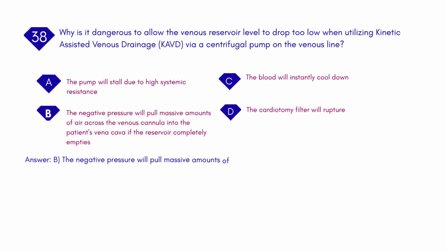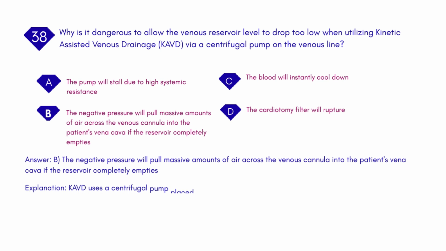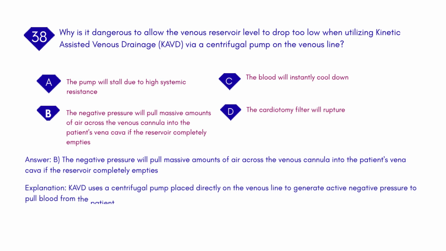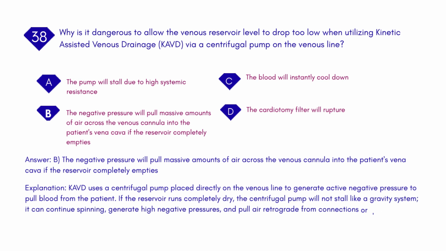Answer: B. The negative pressure will pull massive amounts of air across the venous cannula into the patient's vena cava if the reservoir completely empties. Explanation: KAVD uses a centrifugal pump placed directly on the venous line to generate active negative pressure to pull blood from the patient. If the reservoir runs completely dry, the centrifugal pump will not stall like a gravity system. It can continue spinning, generate high negative pressures, and pull air retrograde from connections or draw gross air directly into the venous structures of the patient.